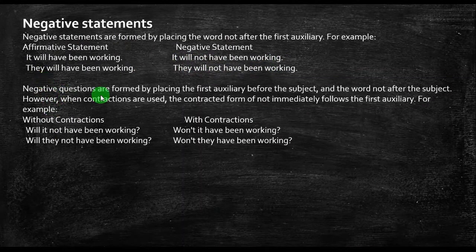And let us see how negative questions are formed. Will it not have been working? So this is a simple one, without contraction. So here with contraction, will not will become won't, won't it have been working. So this is with contraction. So that's it. Now let's do some exercises in order to understand the concept better.